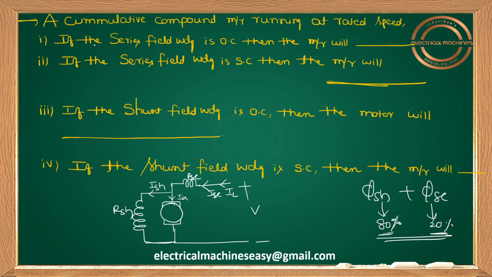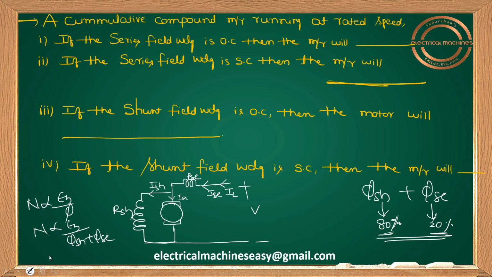Initially, N is proportional to EB by phi. For cumulative compound, in place of phi, what should I write? Phi SH plus phi SC. And what is being asked? If the series field winding is open circuited, so tell me what is your answer? It's a very simple question I'm asking.